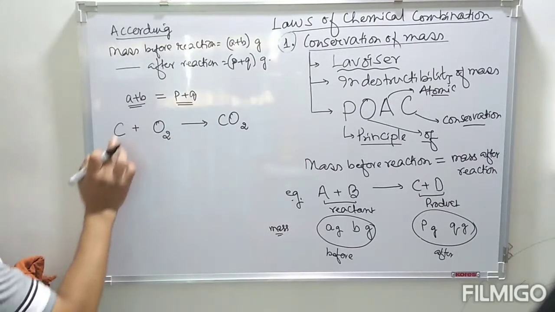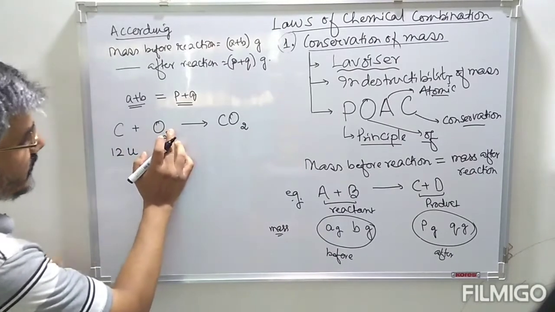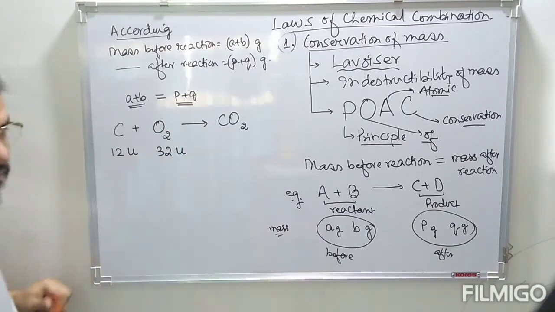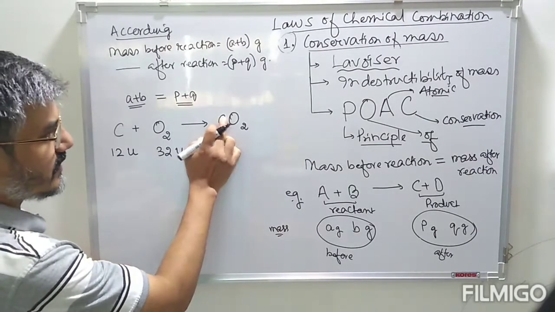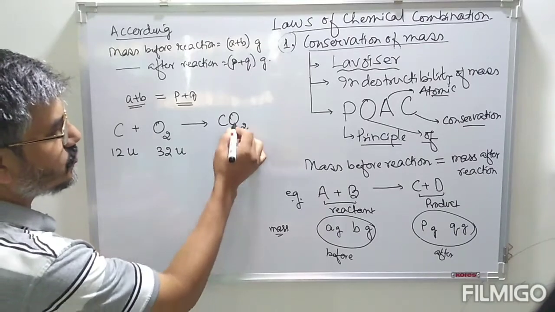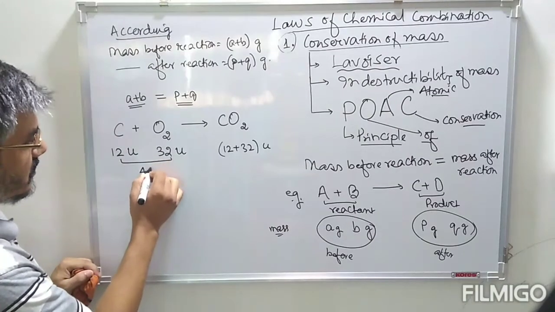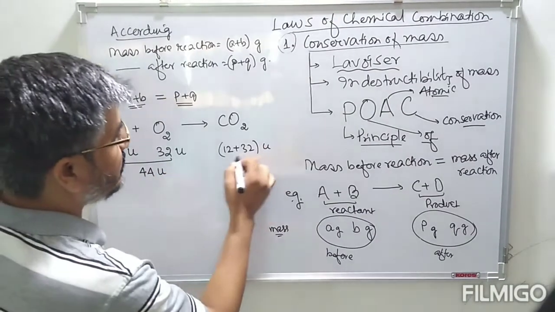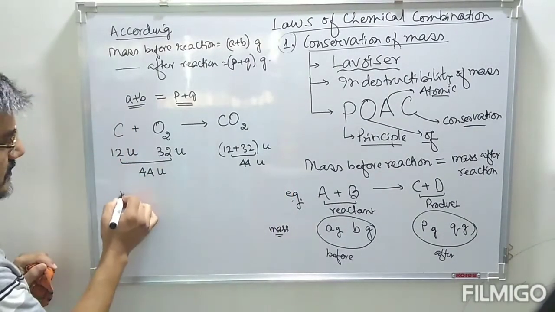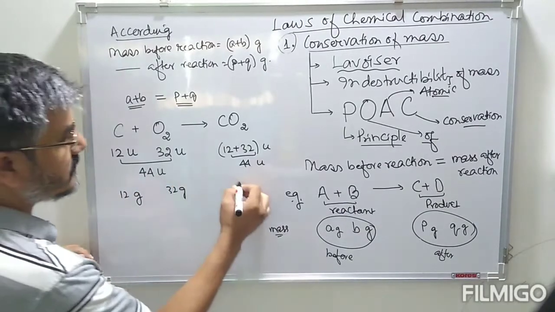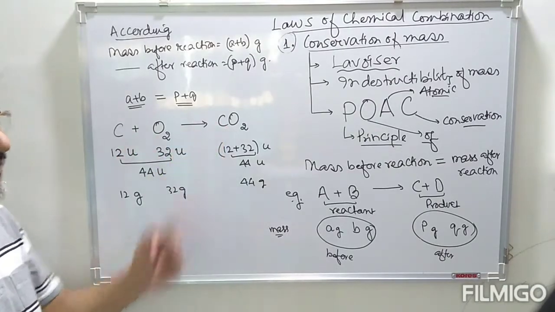Now look at this. Mass of one atom of carbon is 12 U. Mass of two atoms of oxygen is 32 U. After the reaction, we have carbon 12, oxygen 32 U. So mass before the reaction is 44 U and mass after the reaction is still 44 U. In terms of gram, we can say 12 gram, 32 gram, and this gives you 44 gram. So why is there a conservation of mass? Because there is a conservation of atoms.